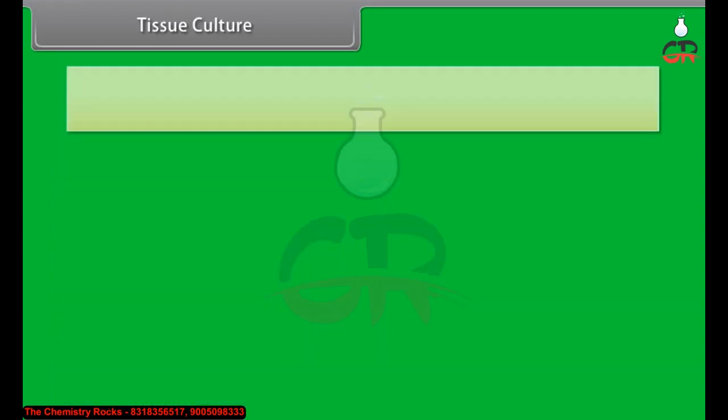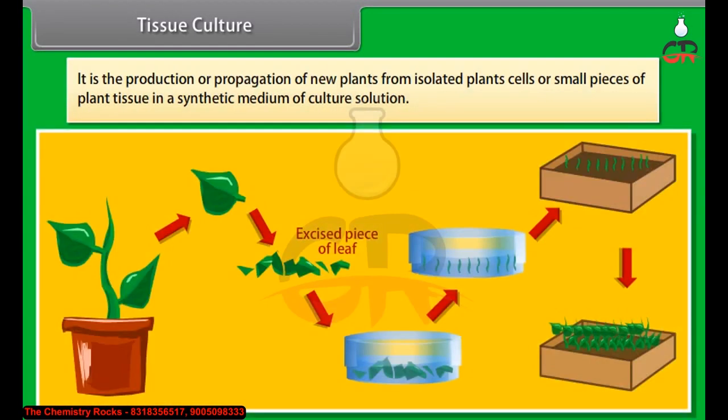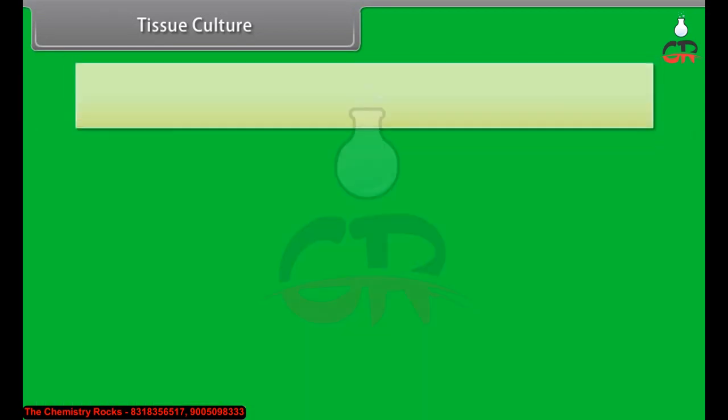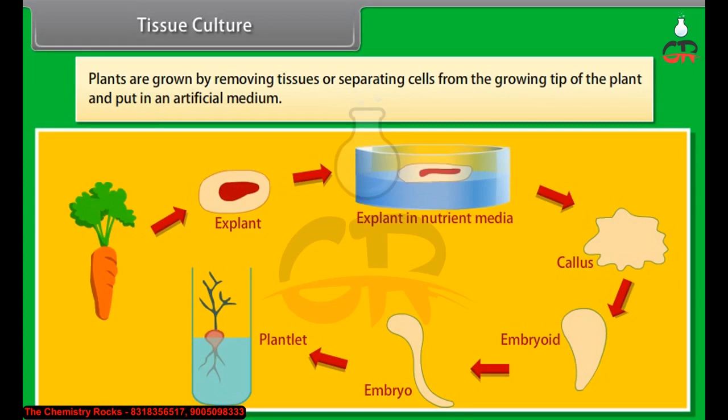It is the production or propagation of new plants from isolated plant cells or small pieces of plant tissue in a synthetic medium of culture solution. Plants are grown by removing tissues or separating cells from the growing tip of the plant and putting them in an artificial medium.